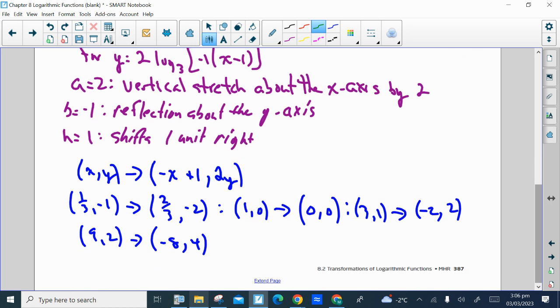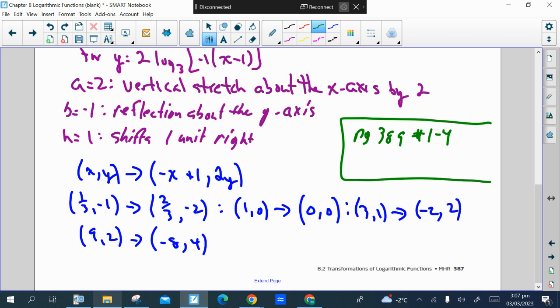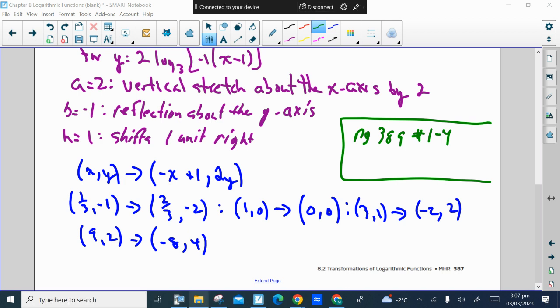So what you can work on is page 389, questions 1 through 4. And next week we should be able to go through your chapter 7 quiz. I will post the solutions to these on Google Classroom Notes so you can check your answers, okay? Did everyone get that page?